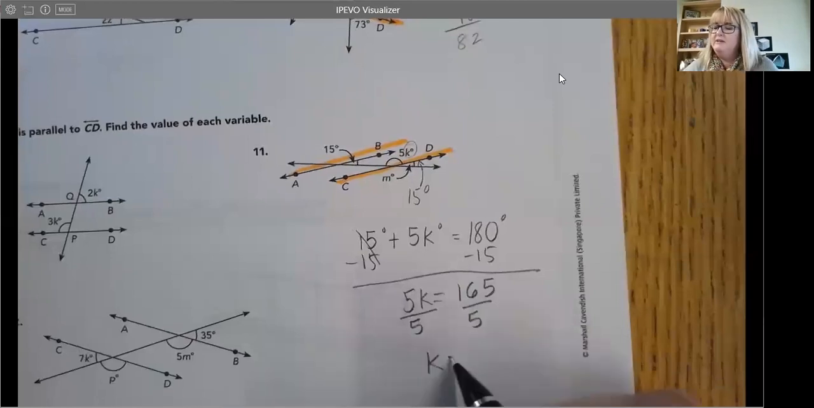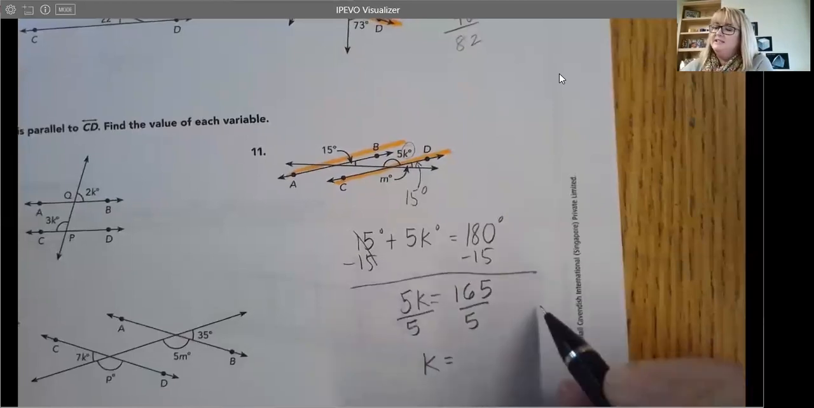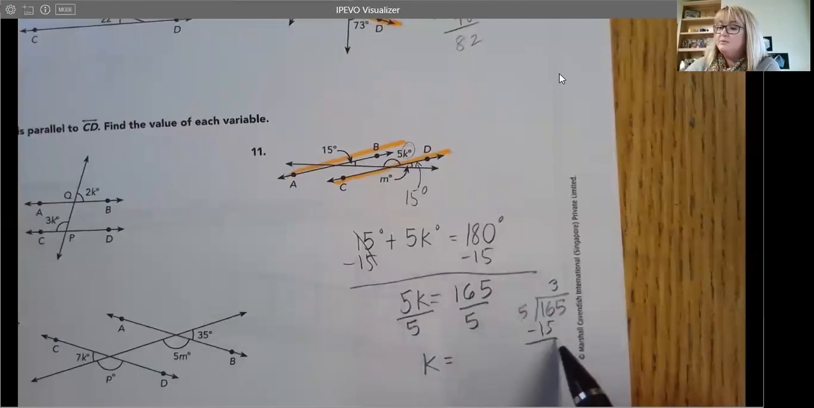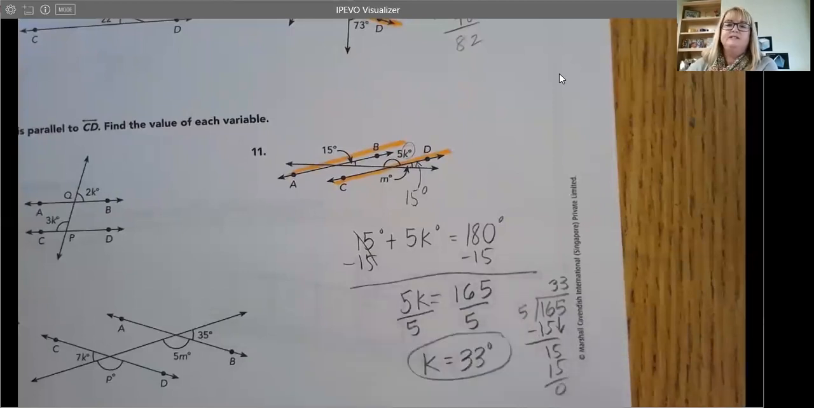So K equals 165 divided by 5. We could probably do it in our heads, but let's just do it out here real quick. 5 goes into 16 3 times. 3 times 5 is 15. If you subtract, you get 1, bring down the 5. 5 goes into 15 3 times, and no remainder. So K is 33 degrees.